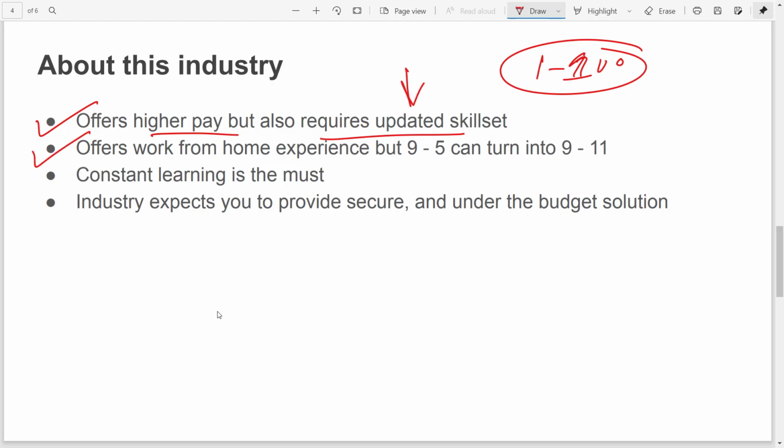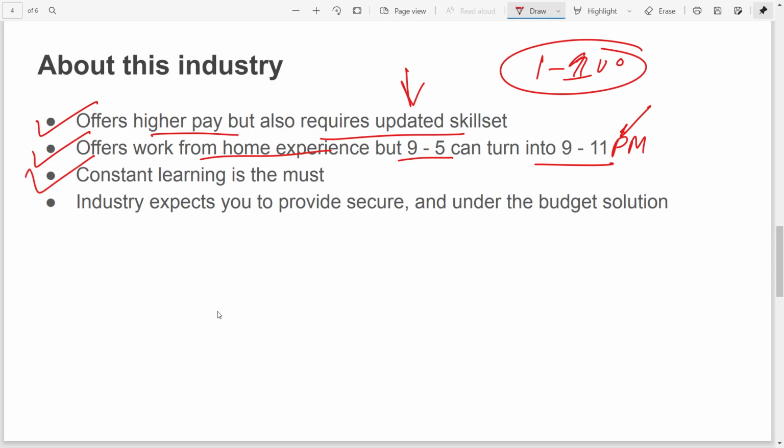Second thing is, it offers a work from home experience, but 9 to 5 can often turn into 9 a.m. to 11 p.m. That is what I wanted to mention, and again that is part of this industry, because since you can work from anywhere, it does not require any logistics or other issues.